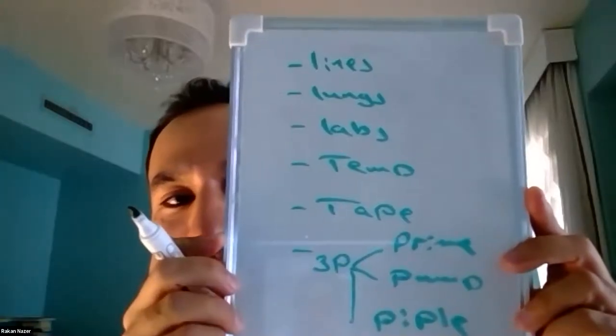So lines, lungs, labs, temp, tape, and then the three P's: prime, pump, pipe. Is this clear, everyone? The three P's: prime, pump, pipe.